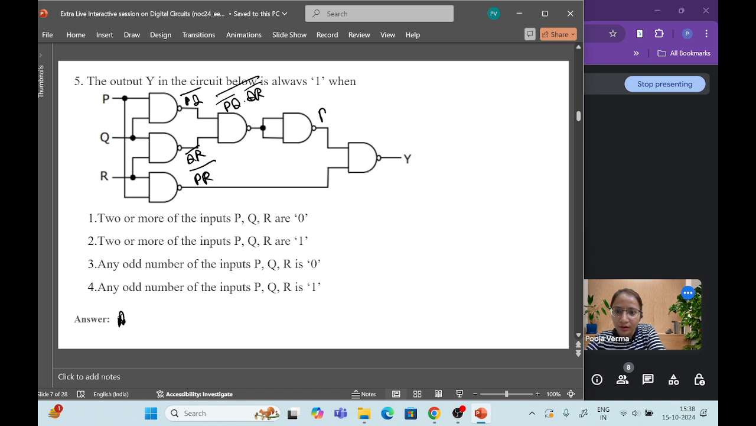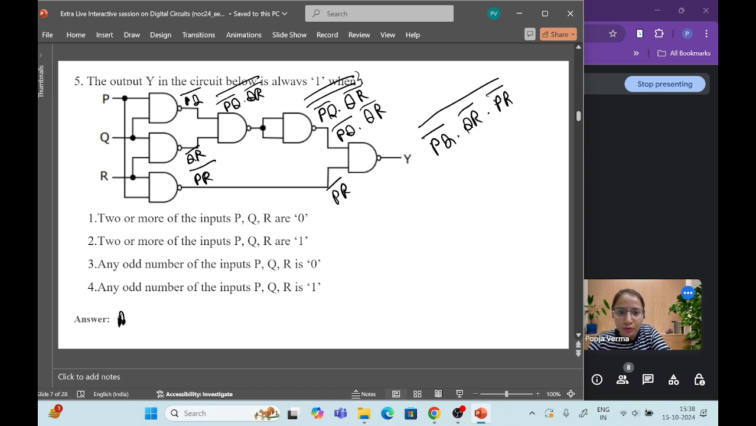And again PQ dash into QR dash whole dash. So what will we get here finally? PQ dash into QR dash, because these two dashes will be cancelled out, and here PR dash, right? Then finally what will we get? PQ dash into QR dash into PR dash whole dash, right?